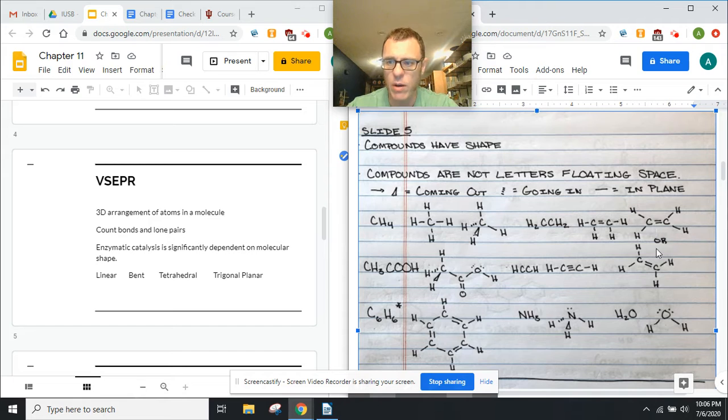But we could draw it differently. We could draw it here like this. And all it is, I took that double bond and I turned it. That was all. Nothing crazy. This one's called tetrahedral. Down here, this is acetic acid, and acetic acid has a lot of different stuff going on. It's actually a really small molecule, but this first one right here, this is tetrahedral.